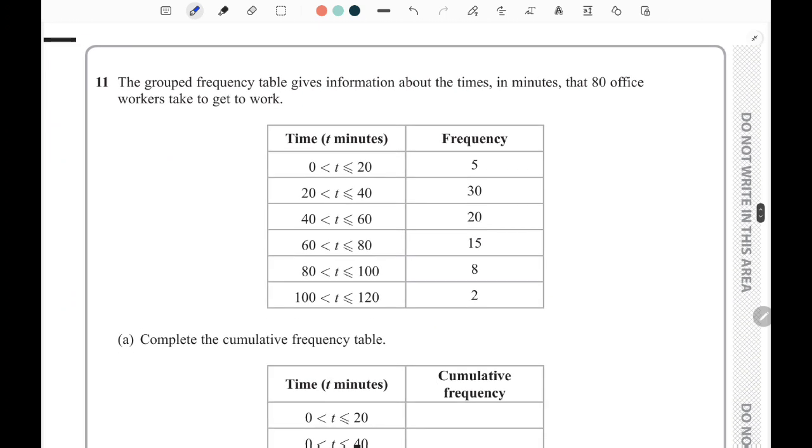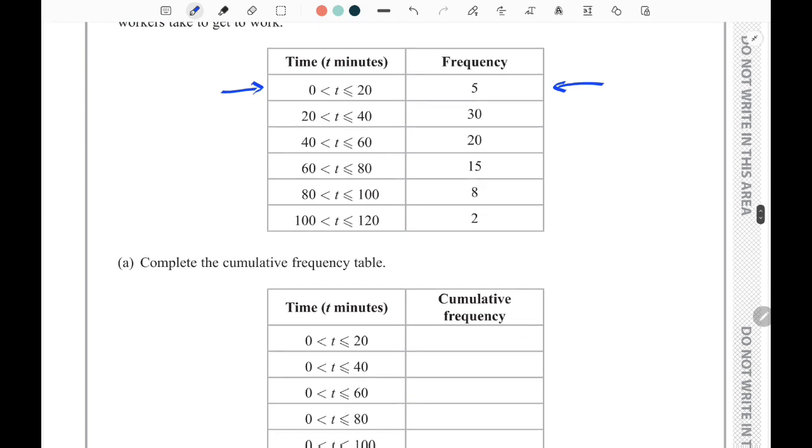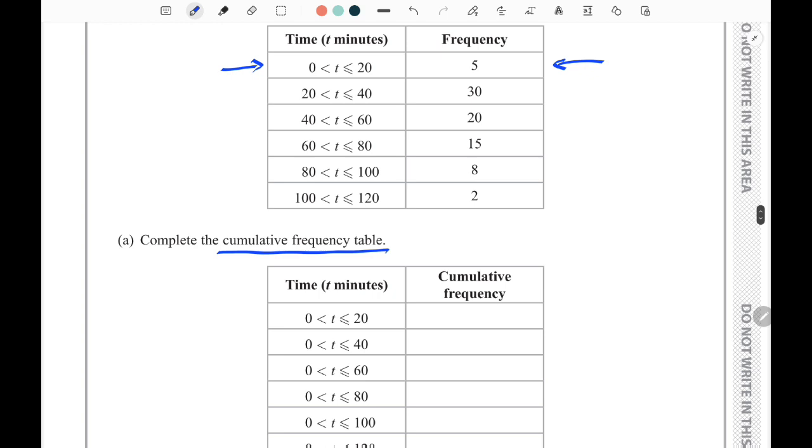Number 11, group frequency table. They've given you the frequency for each of the categories, and by the way, it's 80 office workers. They're saying complete the cumulative frequency table. What the cumulative means, for any given category, like that one there, is how many people took up to, in this particular case, 40 minutes to get to work.